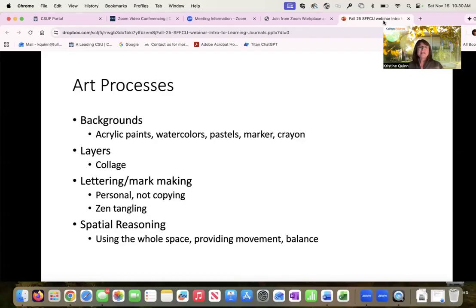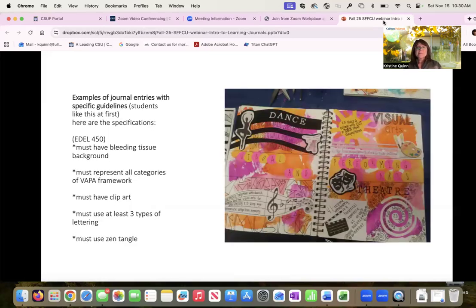If I can use these 4 processes, then my students will be very successful visually in creating learning journal spreads that are reflective, unique, informative, and connect to their own personal lives, as well as increase their own skills and strategies in the visual and performing arts. On this page, on the right-hand side, you can see that the pink and the orange are created using the bleeding tissue.